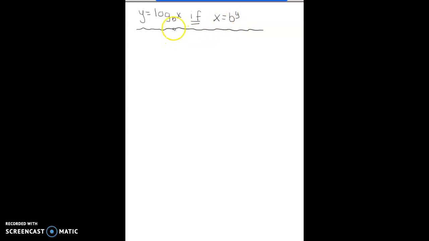A couple key things to note here is your b value. Your b value is always your base. B is your base value. No matter whether it's the log value or the base of the exponent, the b value is always your base value. All right, so that's key.